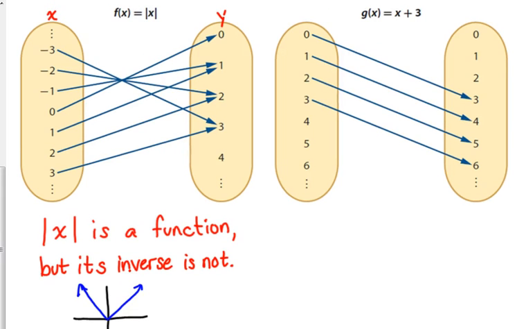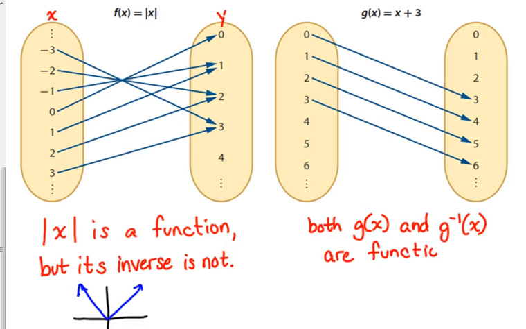This second example, though, x plus 3: every x has only one y, and every y has only one x. So both g of x and g inverse of x are functions. We call that one-to-one: when a function and its inverse are both functions, then we describe that function as one-to-one. Absolute value of x is not one-to-one because multiple x's map to the same y. So absolute value of x is not one-to-one, but x plus 3 is.